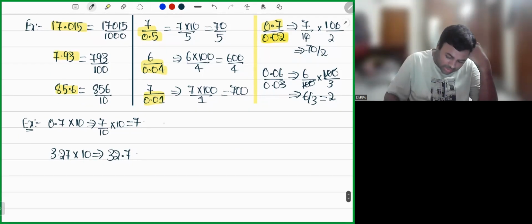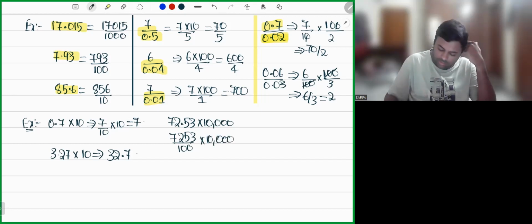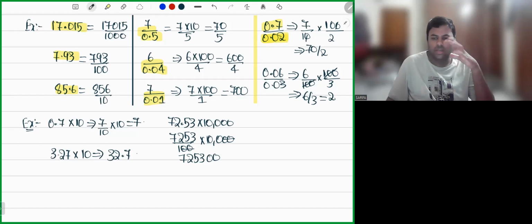I'm having this, 72.53 into 10,000. Now, how can I write it? 7253 divided by 100 into 10,000. Why am I writing divided by 100? Because after the point, 2 decimals are there. Cut. So 725300. Okay. So I hope this point is clear, everybody.